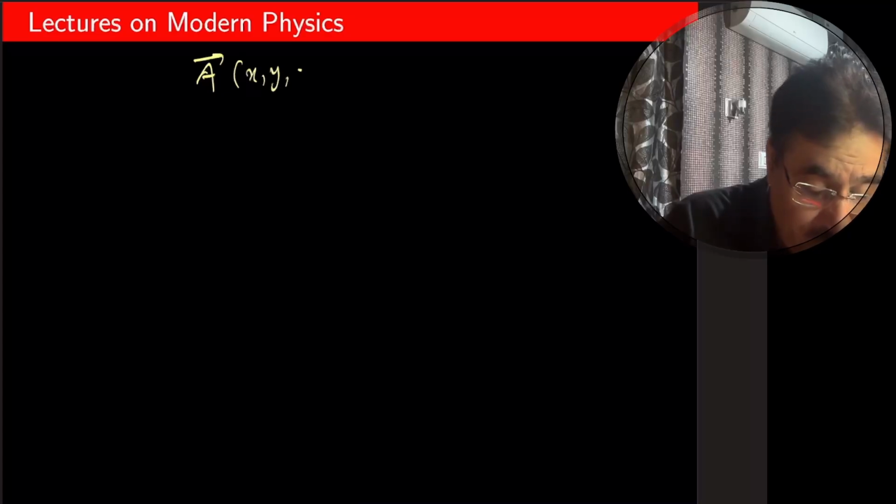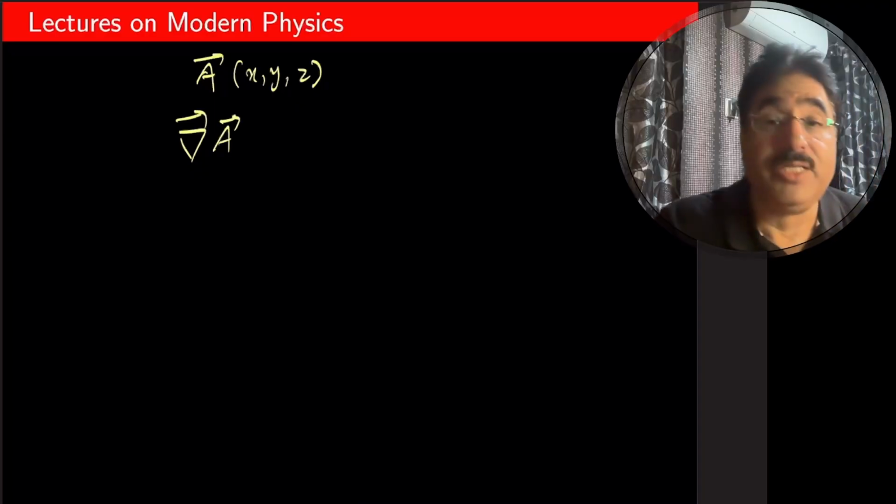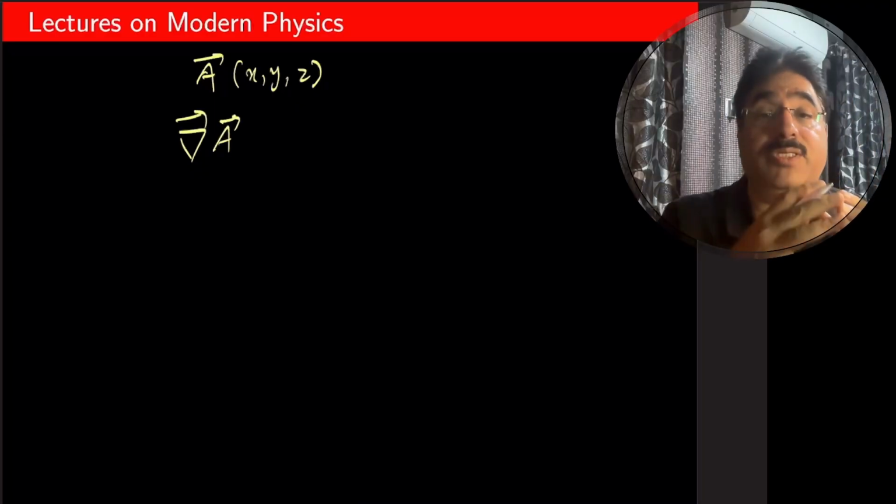The next idea, we go to what's called the divergence theorem, or it's also called the Gauss theorem. What does the divergence theorem tell us? Suppose I have a vector field A, which is a function of x, y, z. Now I can take the divergence of this field, and it tells me whether the field is spreading or not spreading.